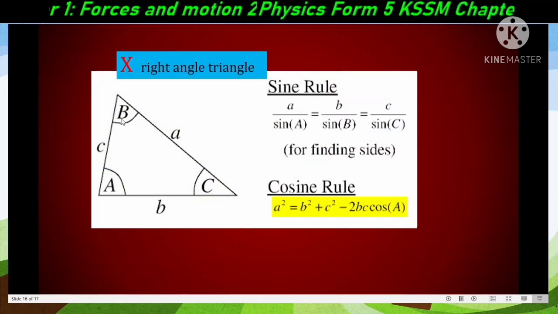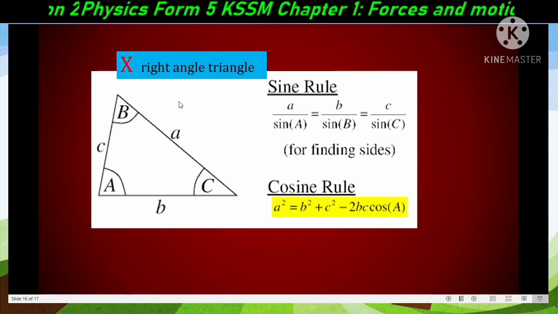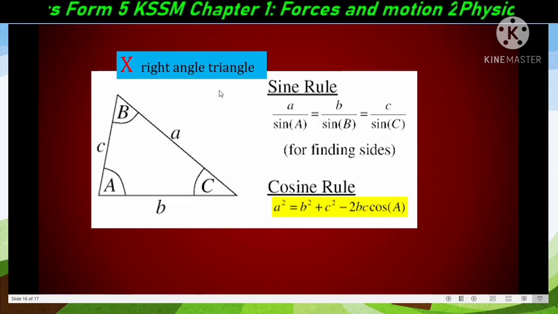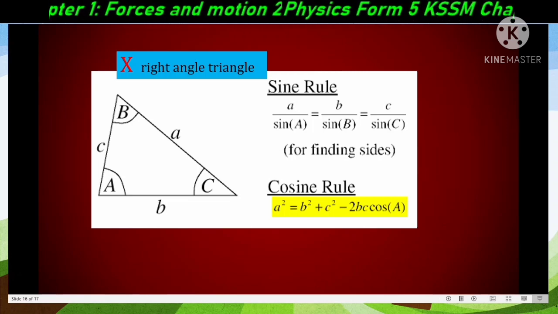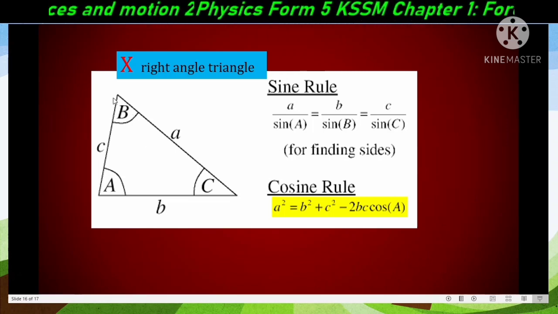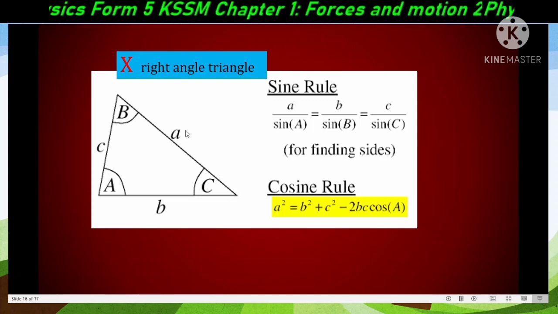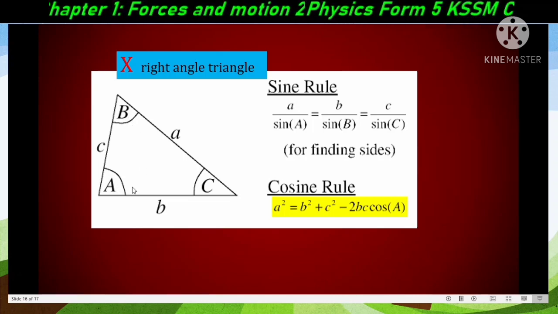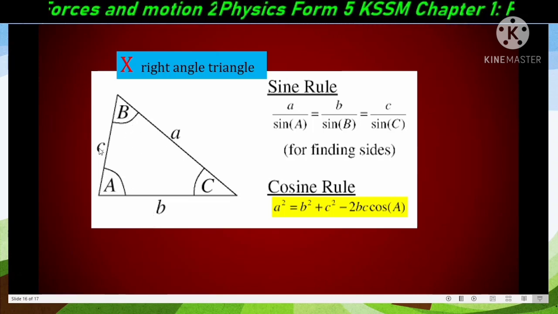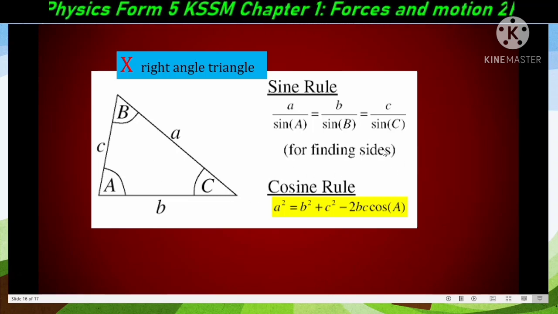Okay, this is the sine rule and cosine rule. For those who still don't know about these rules, you can find them in the mathematics book. They are for non-right angle triangles. The sine rule: a divided by sine A equals b divided by sine B equals c divided by sine C. This one is for finding sides.